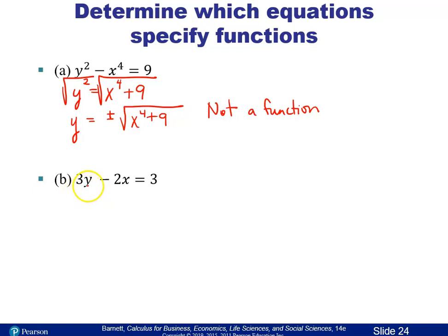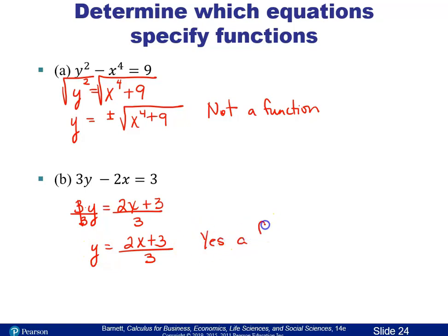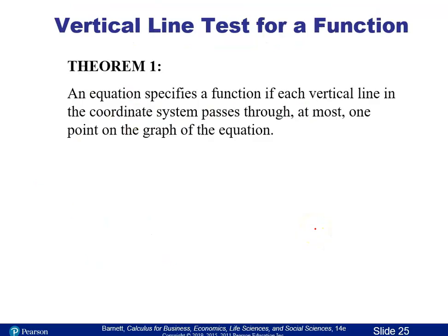Okay, on one like this, if I want to get the y by itself, the first step is going to be to move this 2x. So it's going to become a positive when I move it to the right side to join the 3. And then this 3 is multiplied to the y, so I want to cancel that. Okay, and so now we have the y by itself. And I don't really care about simplification here. The fact that we didn't have to take a square root or a fourth root or anything like that means that this is in fact a function. And in fact, it's a linear function.